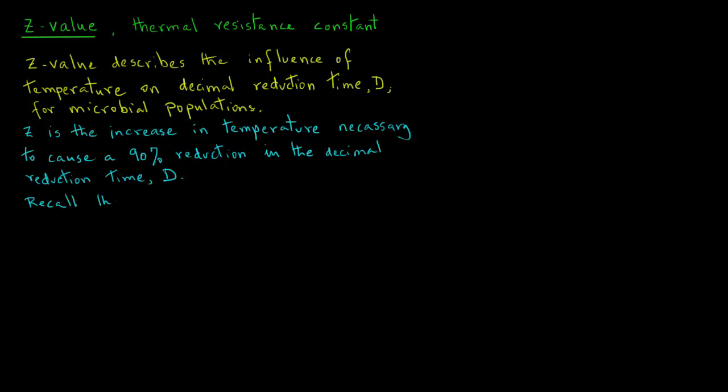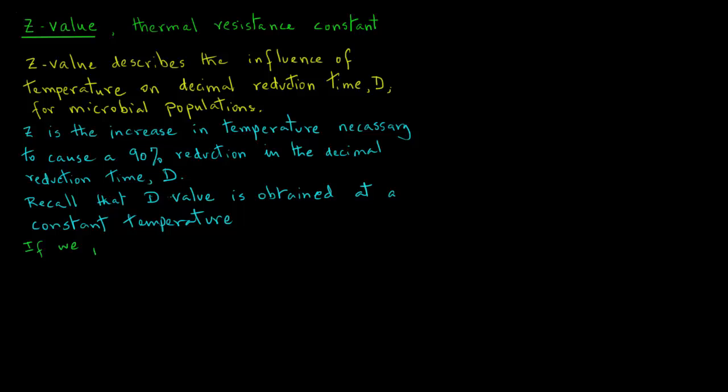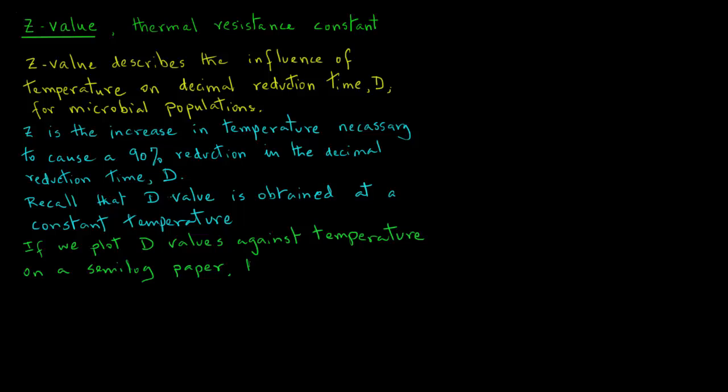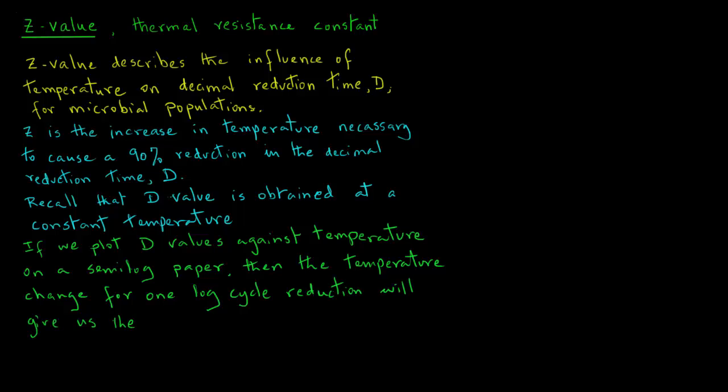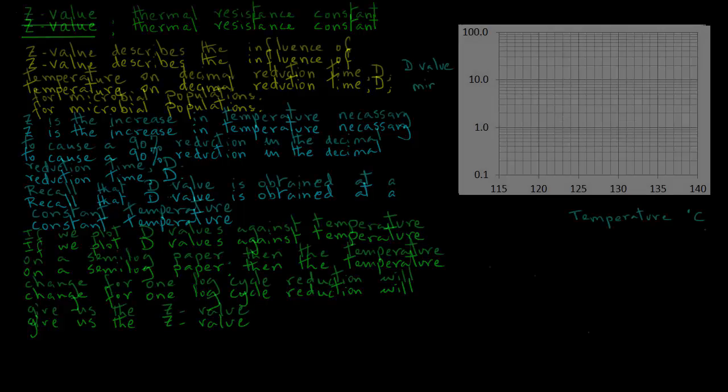Now recall that D value is obtained at a constant temperature. So if we get D values at different temperatures and we plot them on a semi-log paper, then the temperature change for one log cycle reduction in the D value will give us the Z value. So let's see that on a semi-log paper.